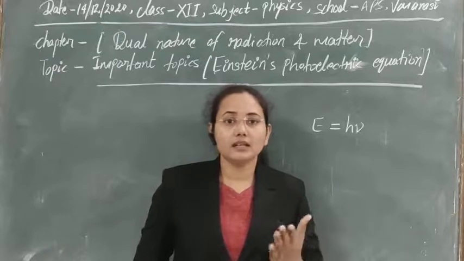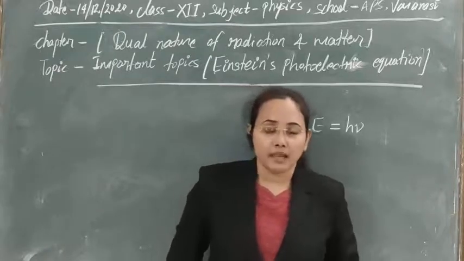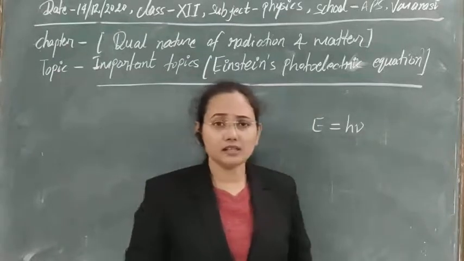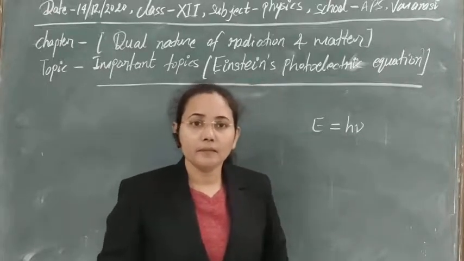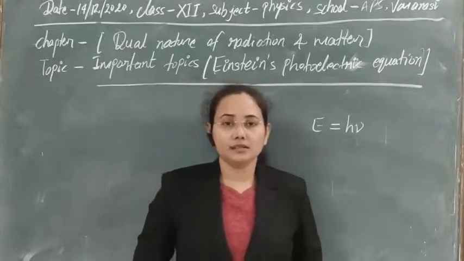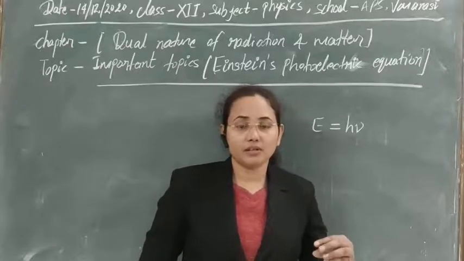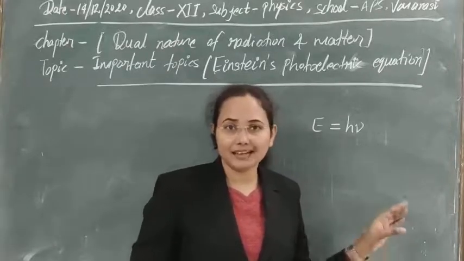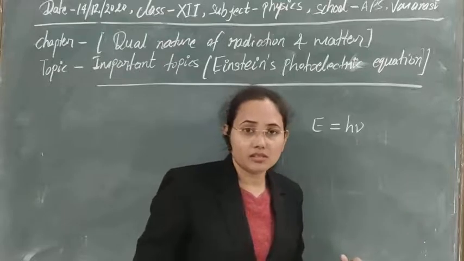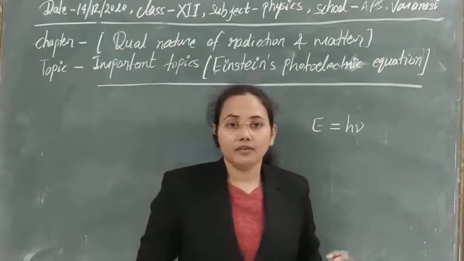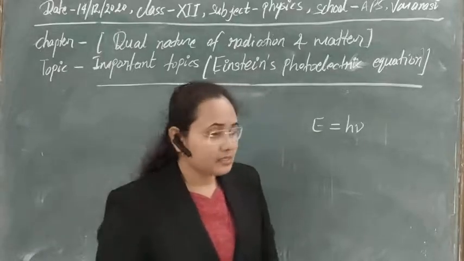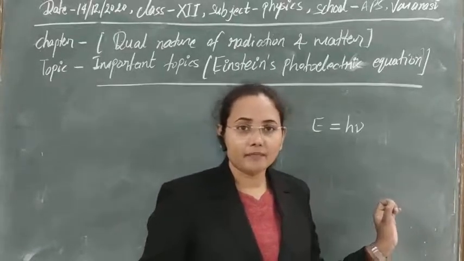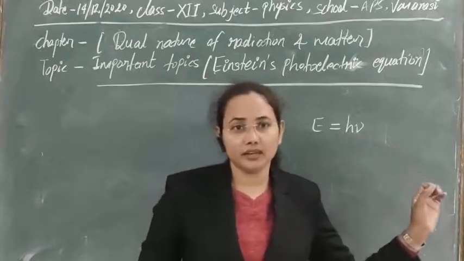So we are seeing here an integral multiple of h nu, which means there will be no fractional energy in the system, there will be only discrete energy in the system. So a particle concept, a discrete concept, starts from here. A continuous concept is denied here whenever we are talking about the particle concept. Clear? So Einstein used this idea for the explanation of the photoelectric effect.